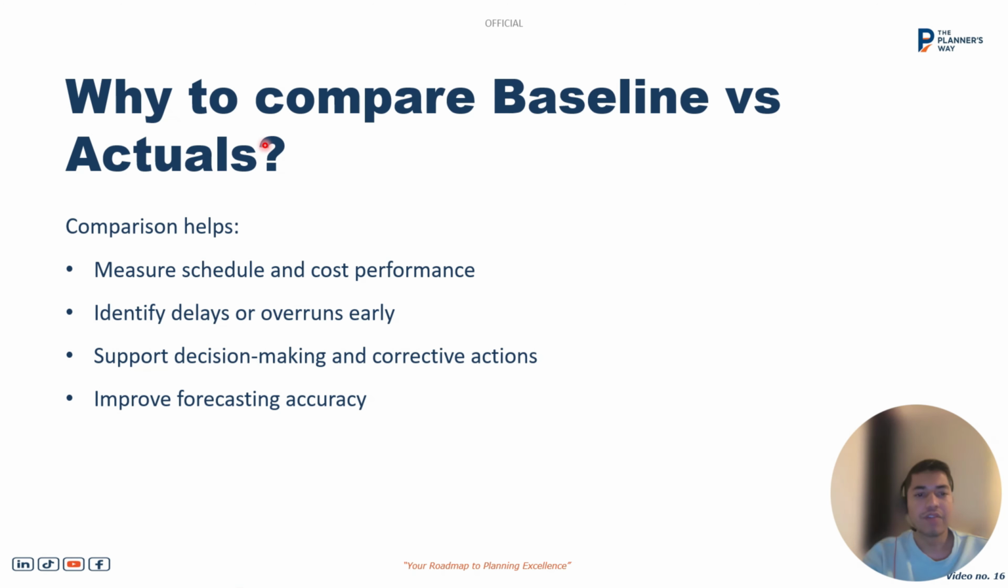The reason every project manager is keen on comparing the baseline and actuals is that it helps to measure the schedule and cost performance, where we are in terms of schedule and in terms of cost. It identifies early delays and overruns. It supports decision making for the higher stakeholders and taking corrective actions. It helps to improve the forecasting accuracy.